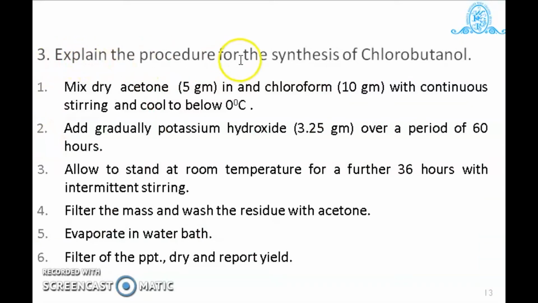Next question, explain the procedure for synthesis of chlorobutanol. The first step is to mix dry acetone and the chloroform with continuous stirring and cool to below 0 degrees Celsius. Then add gradually potassium hydroxide over a period of 60 hours. Then allow the reaction mixture to stand at room temperature for a further 36 hours. Then filter the mass, wash that residue with the acetone, evaporate it in a water bath, and then filter off the precipitate, dry it and report the yield.